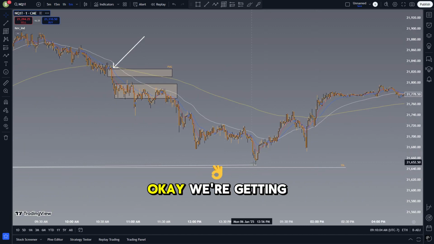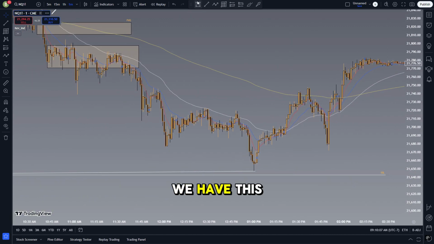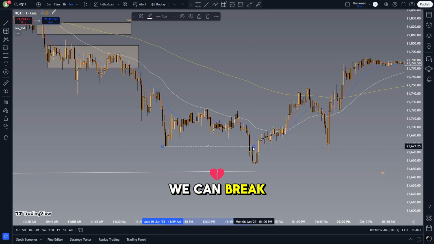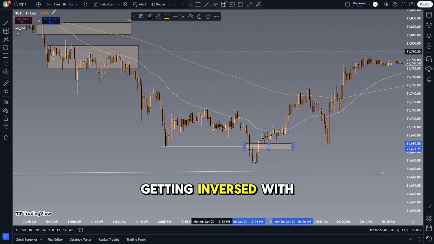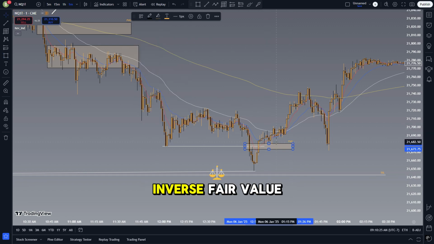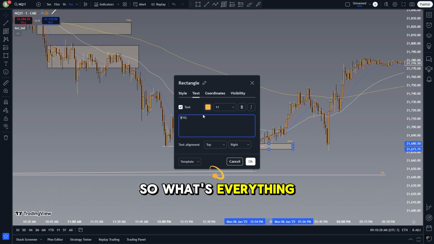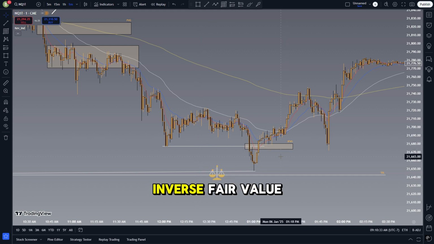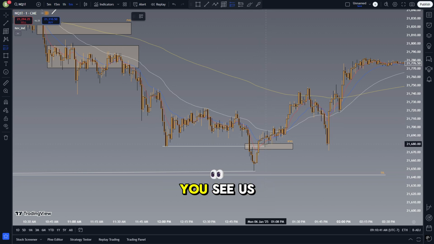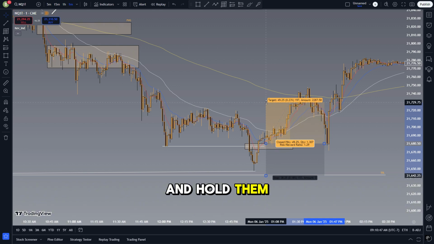What are we getting here? Okay, we're getting reversing bullish structure. We have this as our previous low, so we're going to want to show that we can break above this. What ends up happening to this fair value gap? It ends up getting inversed with this one. So now this one is an inverse fair value gap as well. So what's everything that we have? We have SMT, we have the break of structure, we have an inverse fair value gap, we're starting to get above the EMAs. Perfect. The second you see that pullback and the second you see us starting to pull away, you could just enter your trade and hold it.